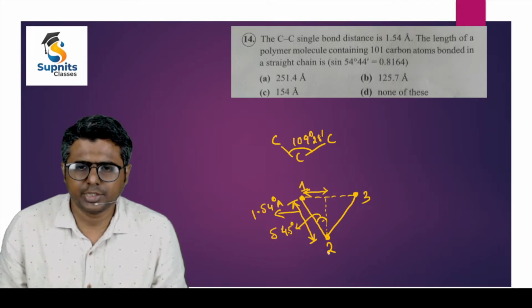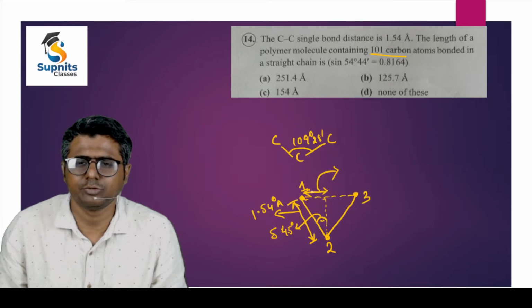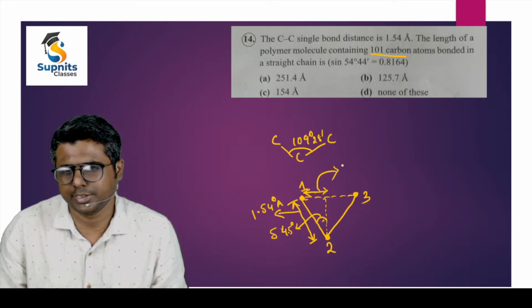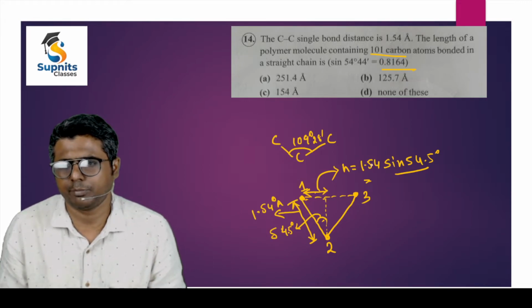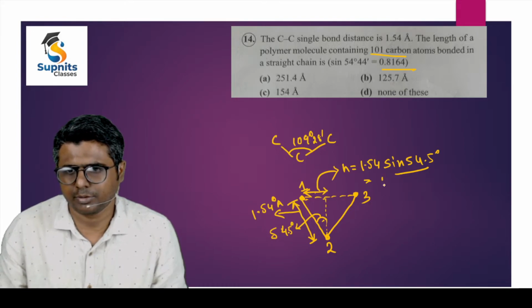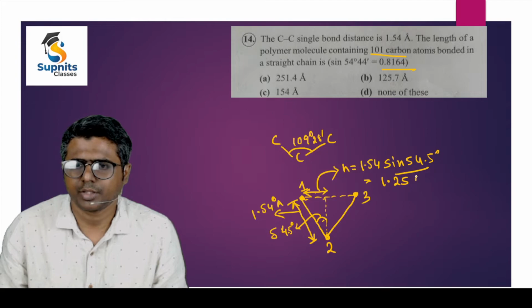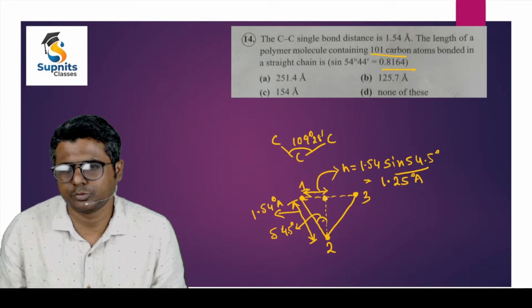So likewise over here there is 101 carbon atoms. So I am taking only 2 carbon atoms over here. I am trying to find out this distance. If you consider this angle, this will be height and this will be hypotenuse. So I can easily find out this height is equal to hypotenuse, that is 1.54 into sine 54.5 degree. This value is given over here, 0.8164. So if I multiply 0.8 with 1.54, I'll get a value of around 1.25 angstrom. As soon as I get this value, I know the distance between 2 consecutive carbon atoms.